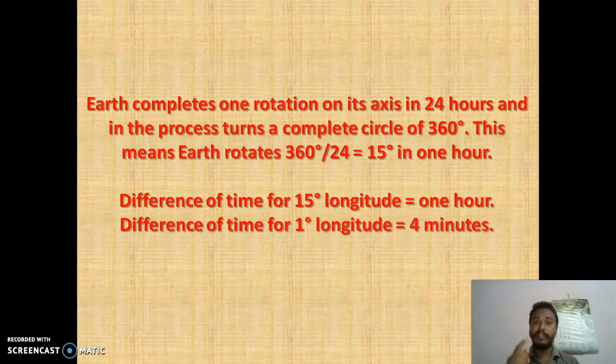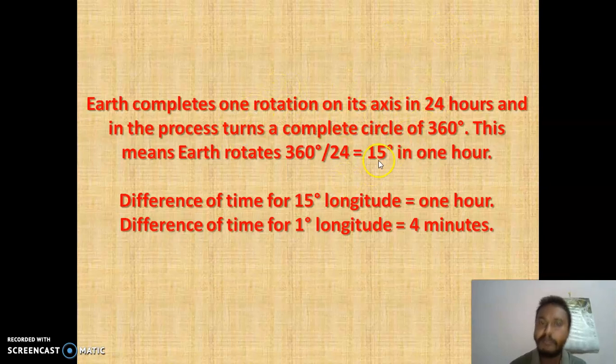Now how to find the value of one longitude? So 15 degrees longitude is equal to 1 hour. Now 1 hour is 60 minutes. You divide the 60 minutes by 15. That means 1 degree longitude is equal to 4 minutes. So I hope you have understood this calculation.